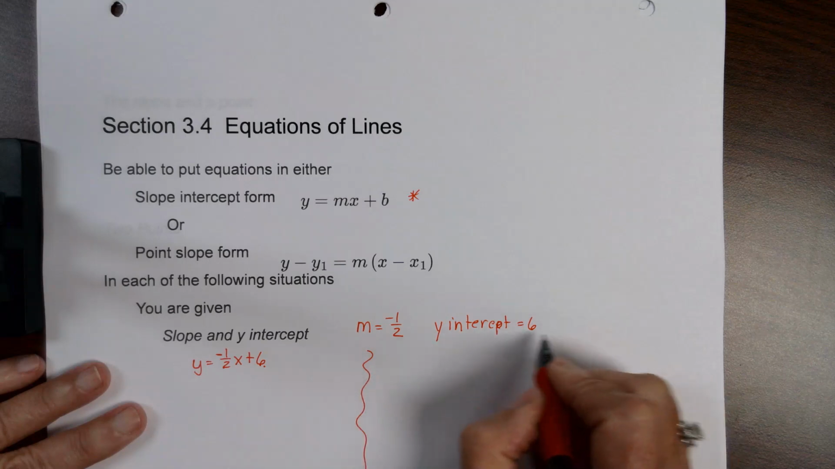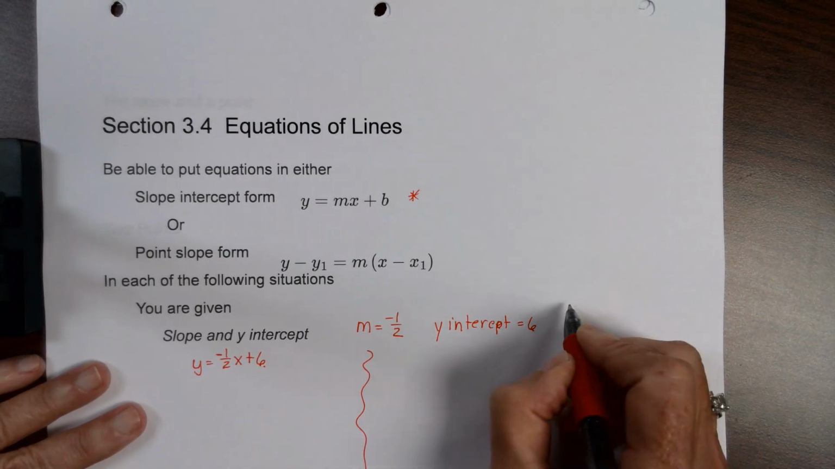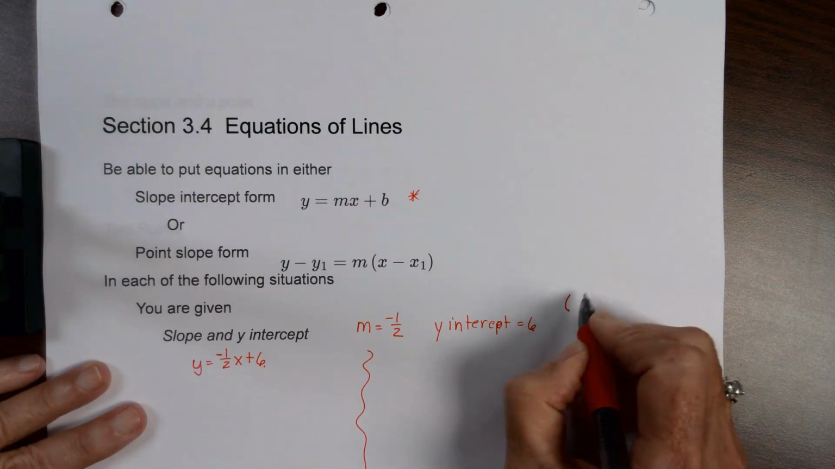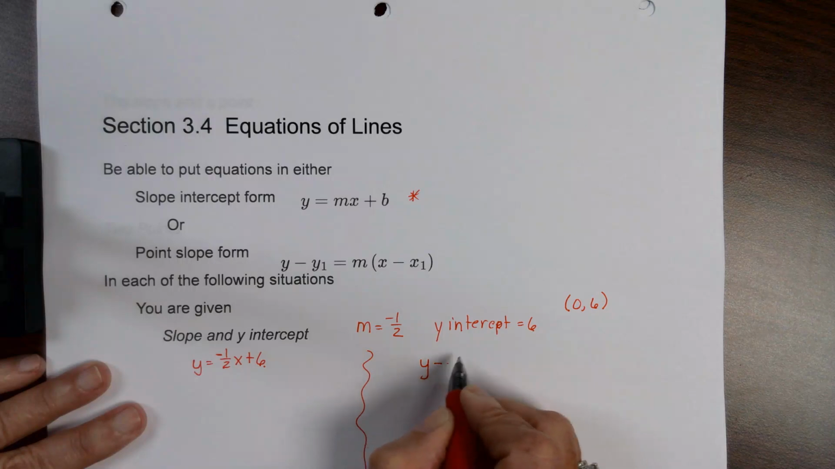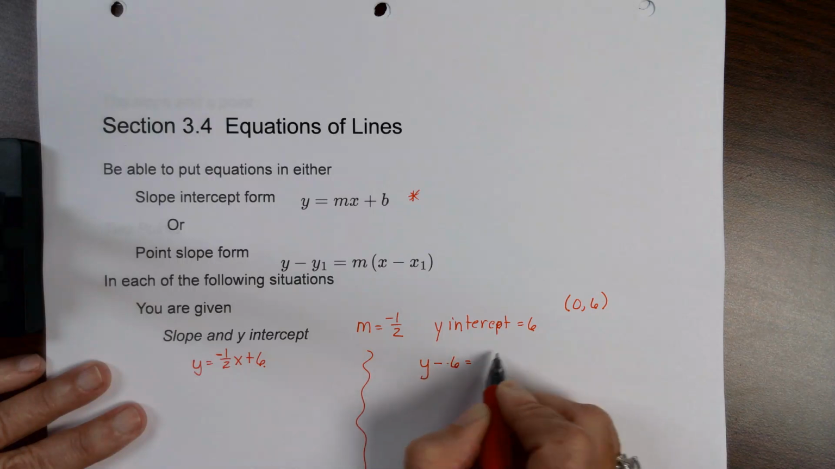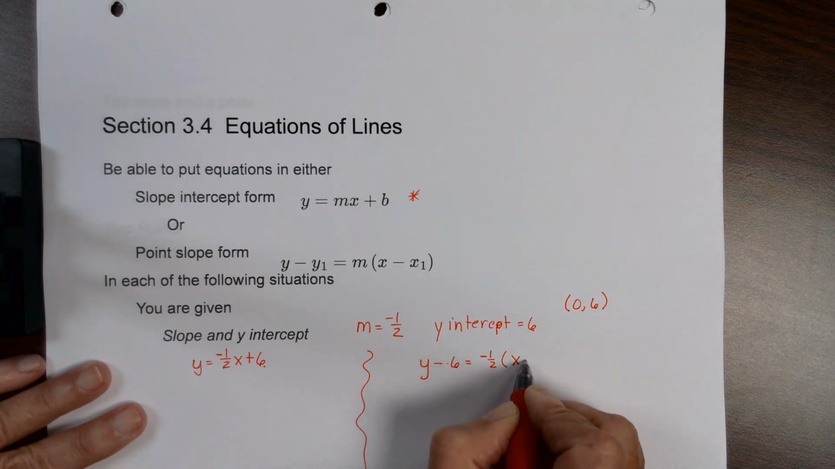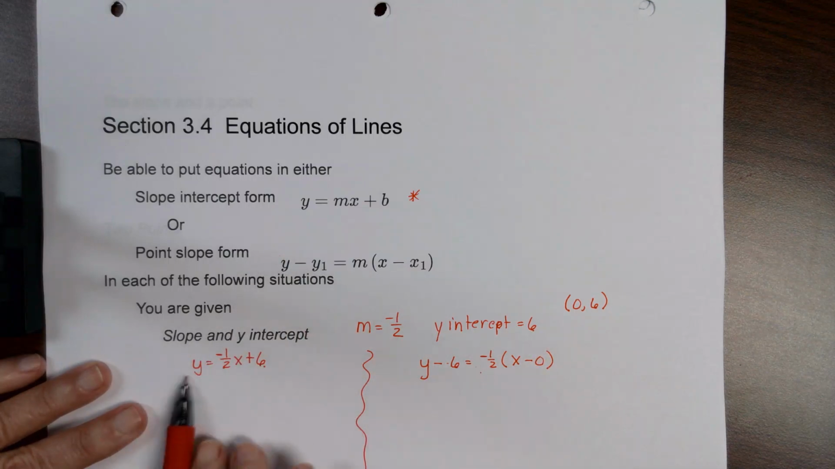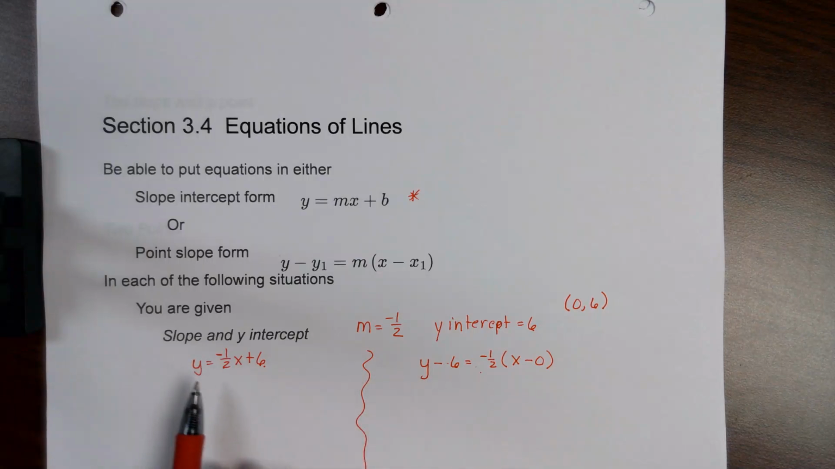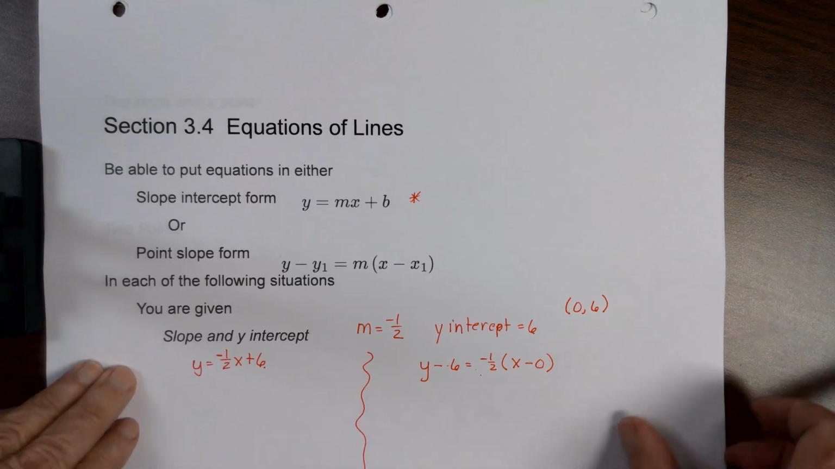If I'm putting it in the other form, if I have a y-intercept, that tells me that my x value is 0 and my y value is 6. So then I just plug it in: y minus, and I put the y value there, is equal to negative 1/2 times x minus 0. So now that's in point-slope. It's the same line, but this is in slope-intercept form and this is in point-slope form.